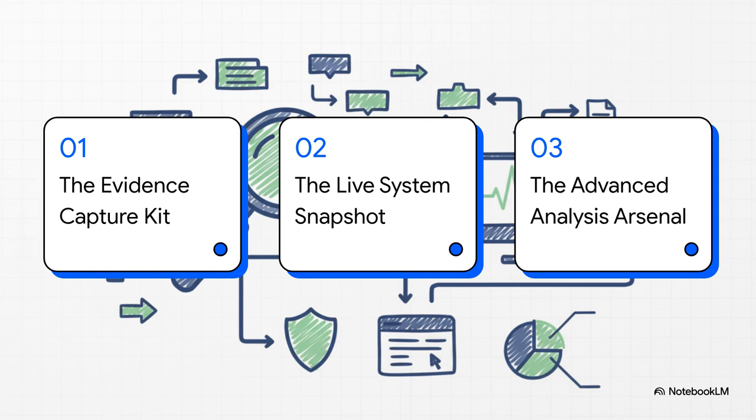So, here's how we're going to break it all down. First up is the evidence capture kit. That's all about grabbing the raw data. Then we'll get into the live system snapshot, which is like what's happening right this second. And finally, we'll open up the advanced analysis arsenal, where we turn all that raw data into actual usable answers.